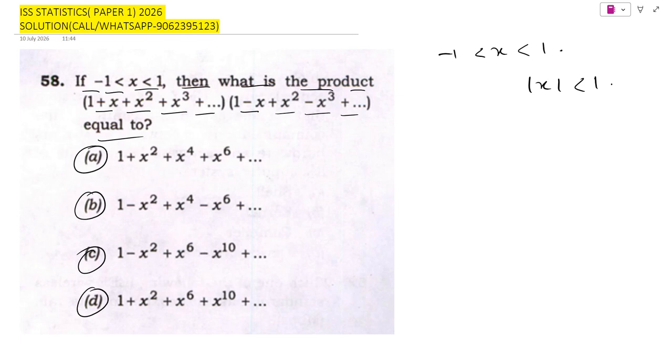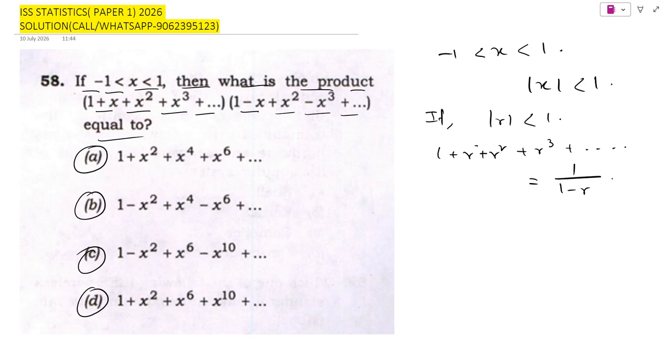So recall the formula of an infinite geometric series. If mod of r is less than 1, then 1 plus r plus r square plus r cube, this continues, so the sum is basically 1 by 1 minus r. And this is probably one of the most important formulas in algebra, and appears repeatedly in many examinations.